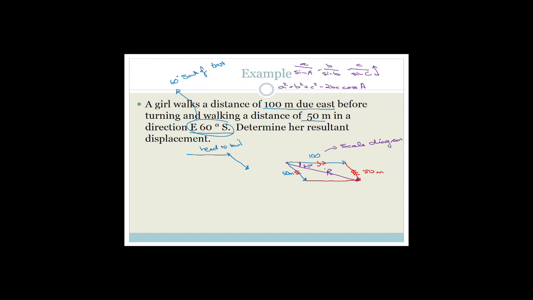So if we look at this, okay, we have got 100 here, 50 here, and we've got this angle here. So do you agree that I could use the sine rule to get another angle? I could say that this is 60 degrees, this is 100, and that is 50. We need that side over there.